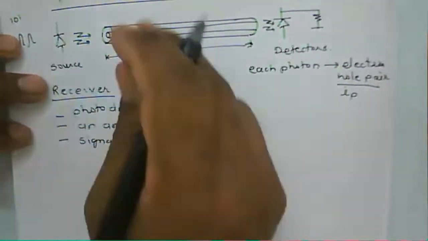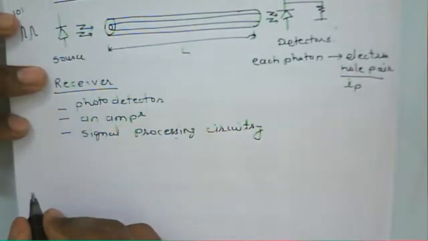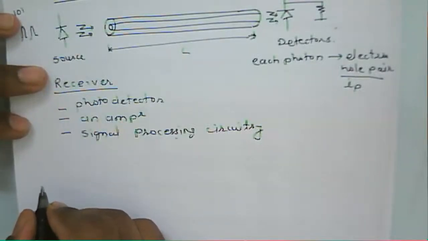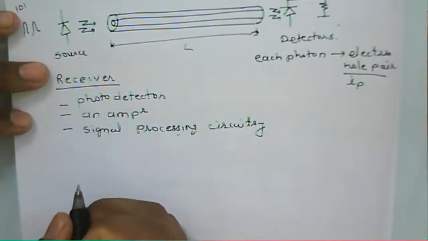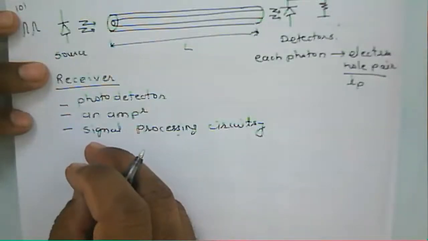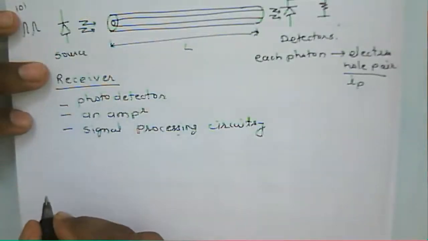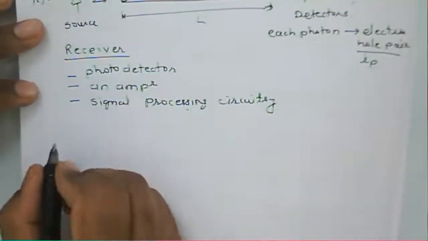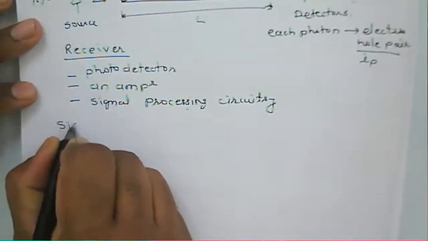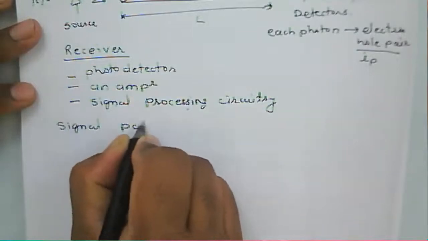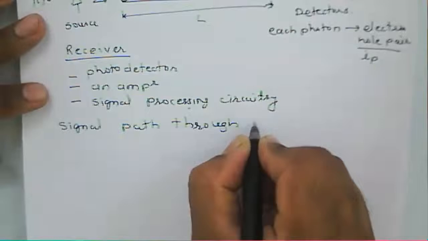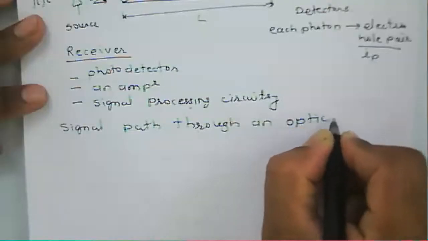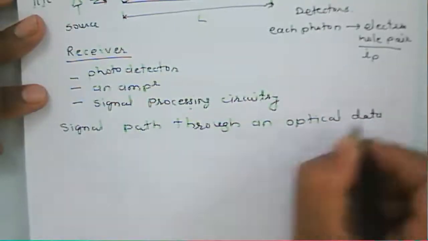Before going into the details of receiver operation, we'll see the fundamentals of receiver operation. And before that, we'll see how the optical data link is transmitted. Now we consider here a signal path through an optical data link.